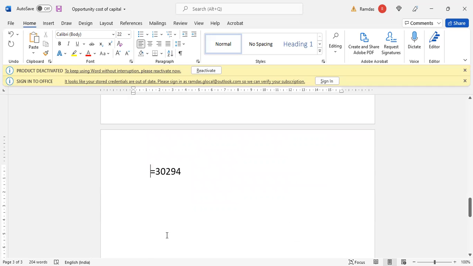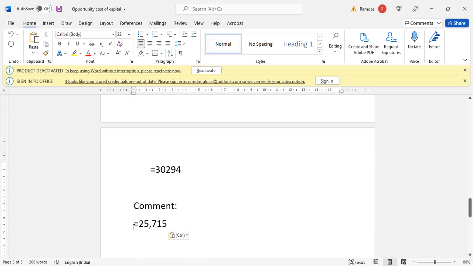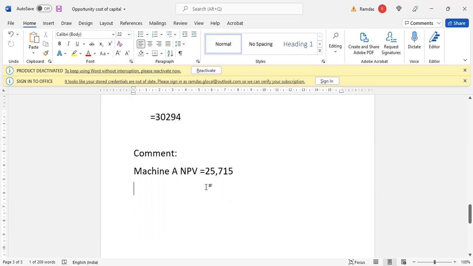So now, how do we make a decision? Now, the comment would be analyzing the NPV of both A and B. NPV of A is equal to 25,715 and machine B NPV is how much? 30,294. So machine B NPV is 30,294. Now, which one do you recommend? The net present value of cash inflows of A is 25,715 and machine B is 30,294. So we have both positive NPVs.